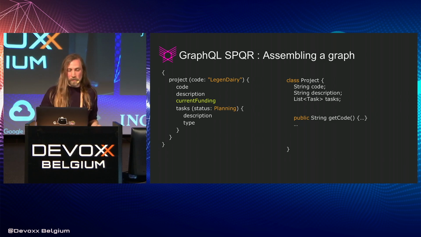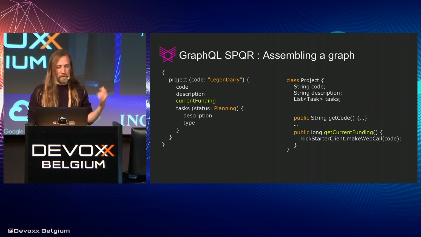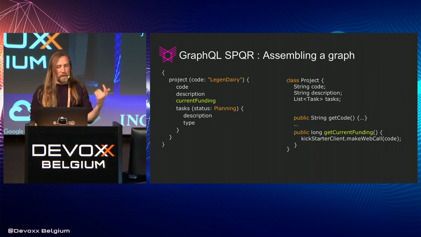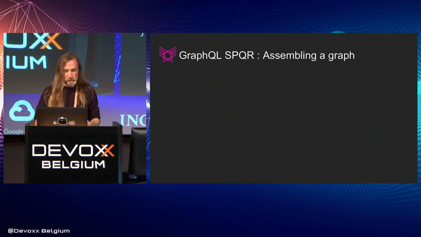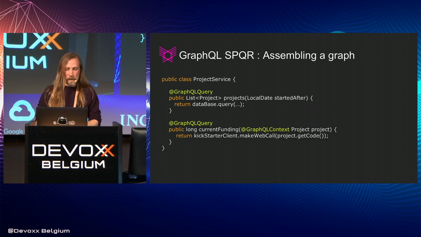So yes, you could technically just add another field that goes and talks to Kickstarter and fetches the value, but that would be all sorts of terrible, because now suddenly your simple data object is making web calls and has business logic in it. So of course that's terrible, so that's not what you want. Instead, you have your project service, which contains the logic there. You would add a query like this.